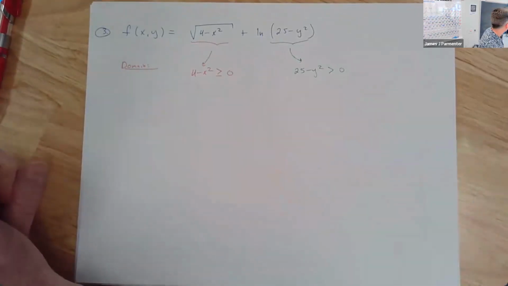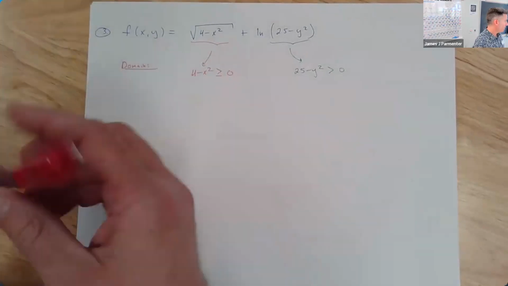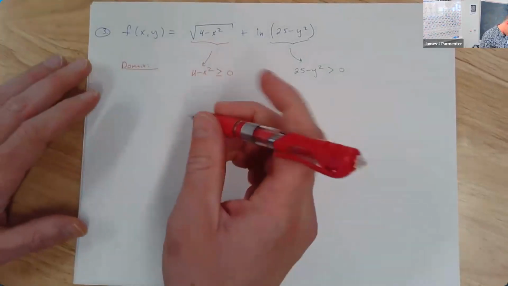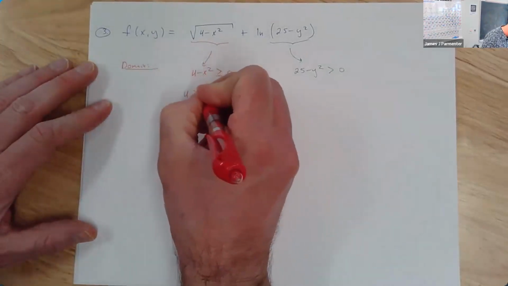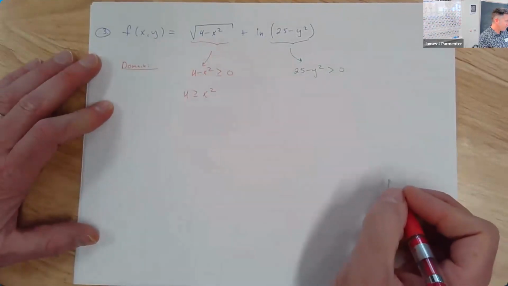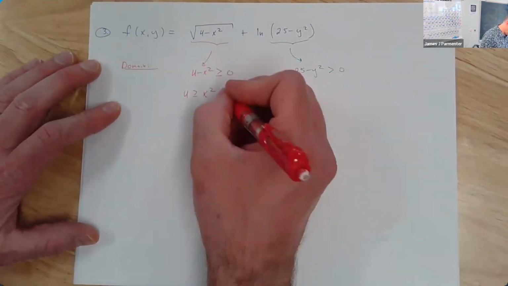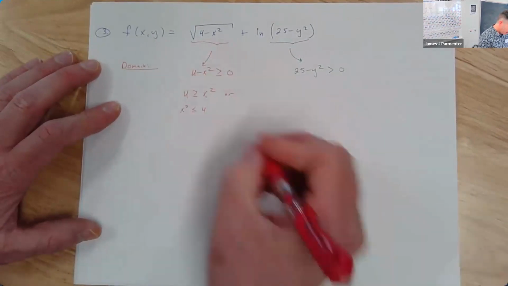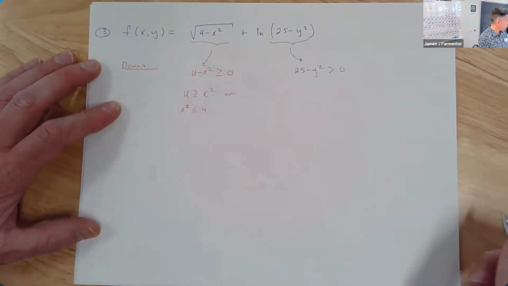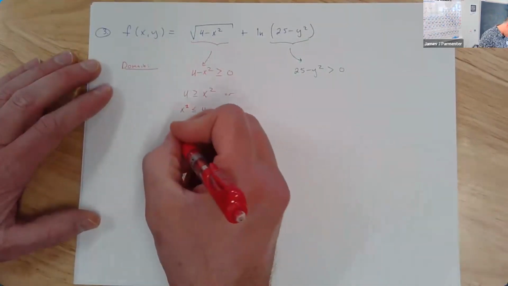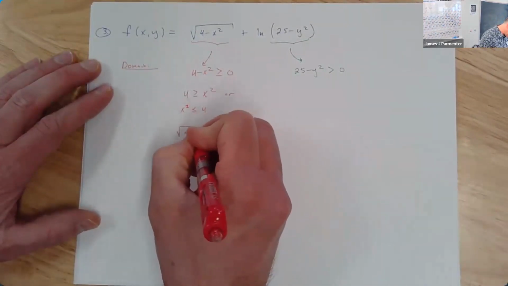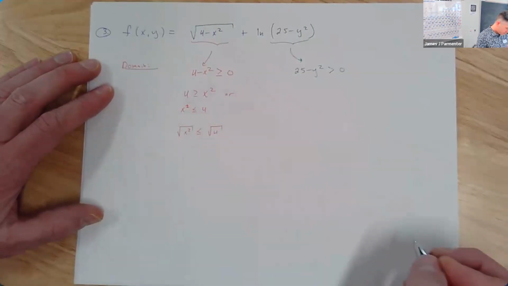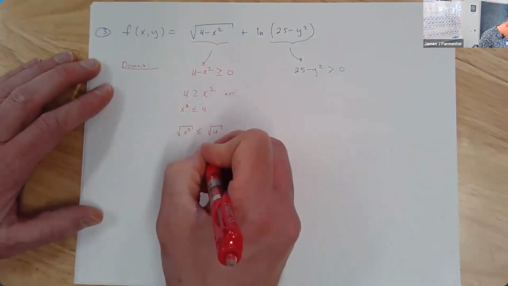And let's solve these two different ways. So here's one way to solve this. Not my favorite way, but I'm going to do it. 4 bigger than or equal to x squared, or I would probably put the x squared on the other side and write it as x squared less than or equal to 4. And I don't love it, but I'm going to be taking the square root of both sides. So I have the square root of x squared less than or equal to the square root of 4. Square root of 4 is 2.